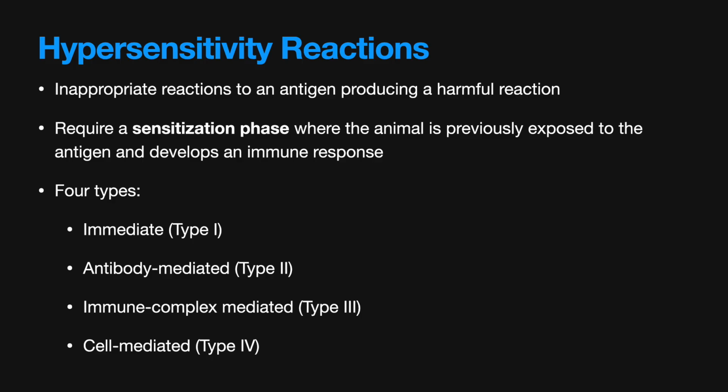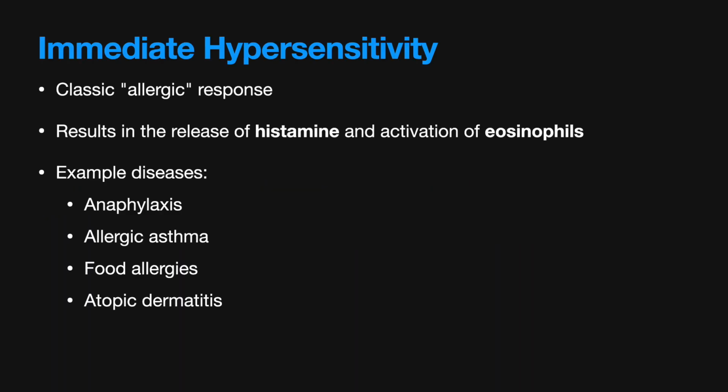We will describe them as immediate, antibody-mediated, immune-complex-mediated, and cell-mediated, but some people refer to them as types 1 through 4. We will start with immediate hypersensitivity, also known as type 1 hypersensitivity. Immediate hypersensitivity reactions are your classic allergic response. These reactions result in the release of histamine and the activation of eosinophils.